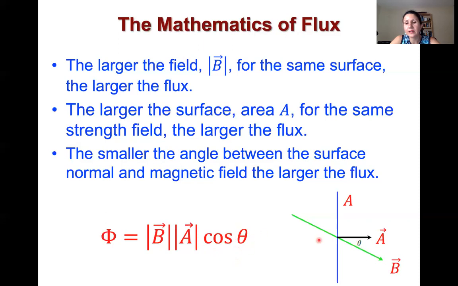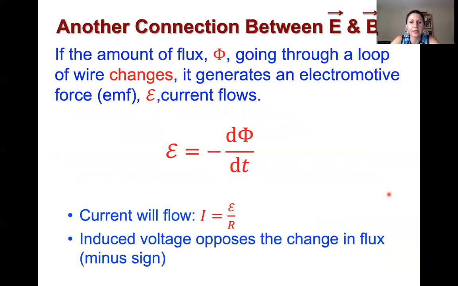The way you can think about it, if this theta is 0, that's when cosine is maximum, so the flux is 1. When theta is 90 degrees or pi over 2, cosine is 0. So that's when the flux is 0, when the normal and the magnetic field are perpendicular. All right, so this is just to understand what flux is.